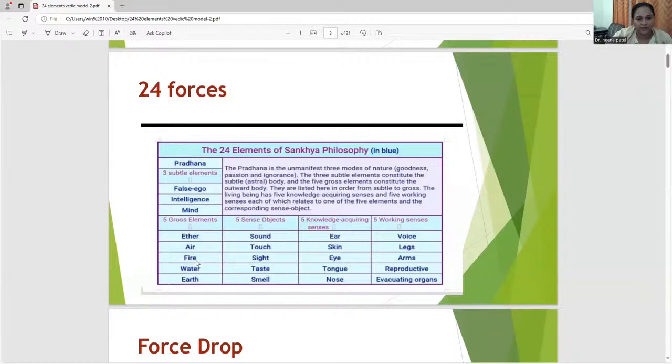Now fire: its sense is sight, which we see with our eyes. If there is any distortion in this force, it can change the shape and structure of our eye. And the working organ is the arms. Water.